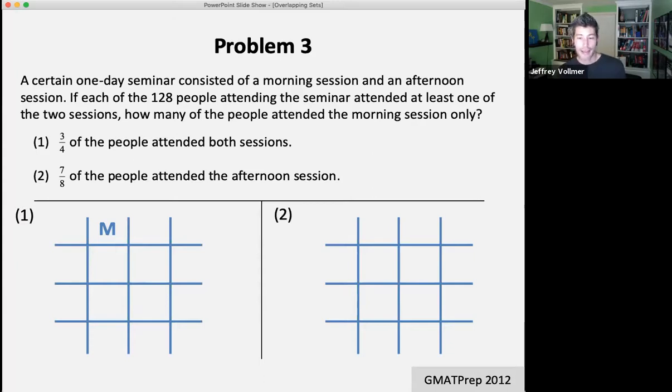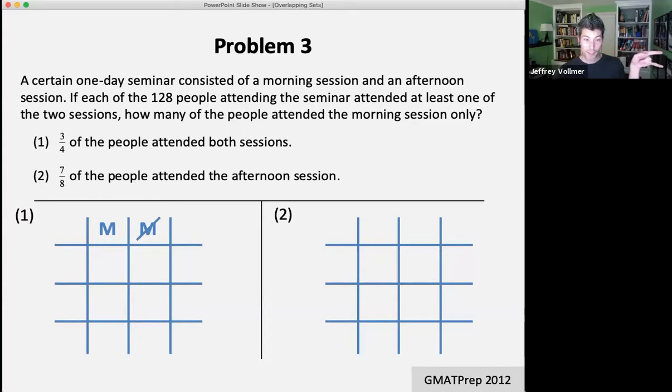Careful, it is not the afternoon session, right? Morning and afternoon are not binary. It's not that you either went to the morning or you went to the afternoon, because you are allowed to go to both. In fact, statement 1 tells you that some people did go to both. So yes, it's either morning or not the morning. You either went to the morning session or you didn't. There is no in between. And so that is one of those binary oppositions.